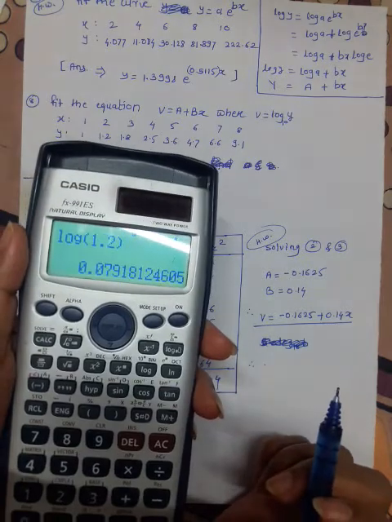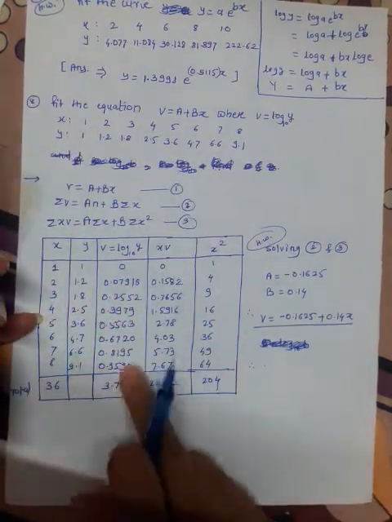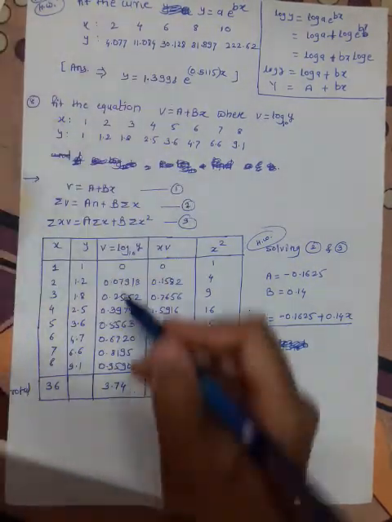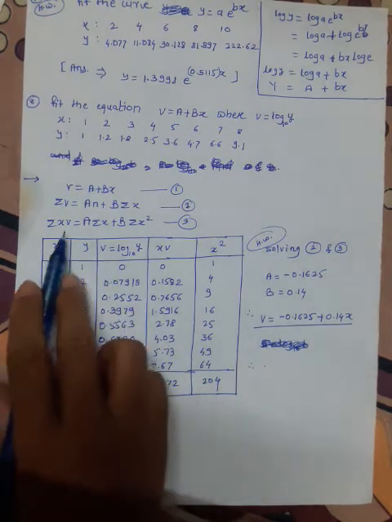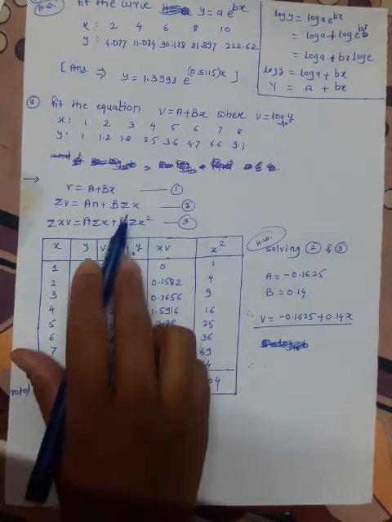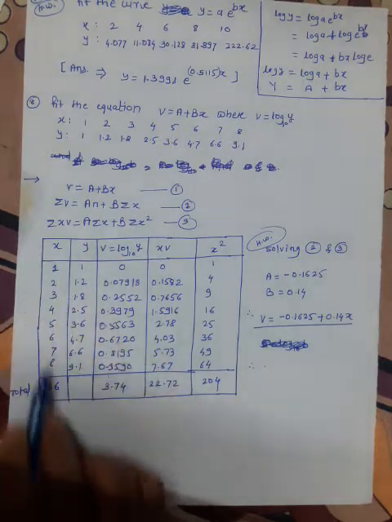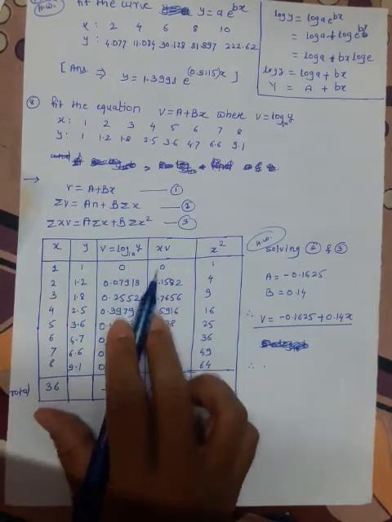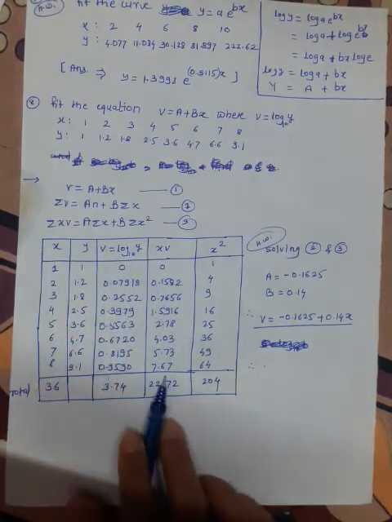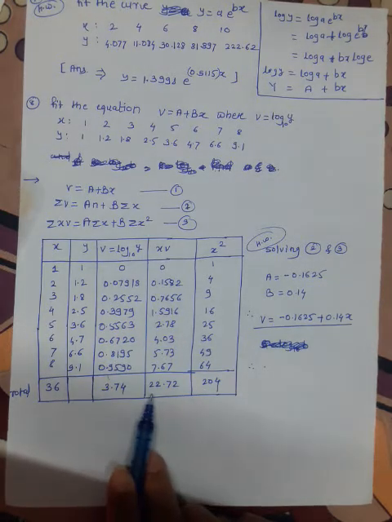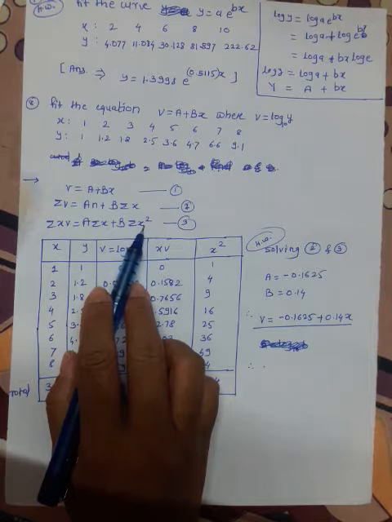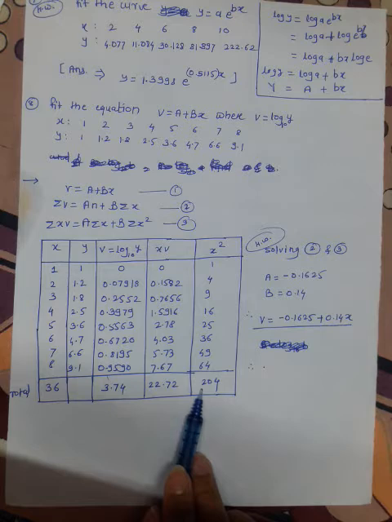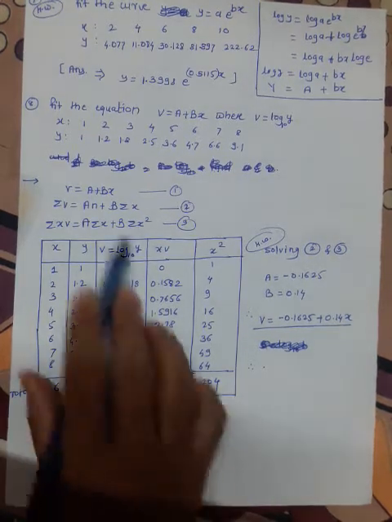In this way calculate log of this column everywhere and take the sum here. Now summation x is this 36, addition of this. Summation x into v. X into v column means first column into third column becomes this column, x into v. Now take sum, we get 22.72. Now we want x square again, therefore square these numbers, we get this x square column. Sum is 204. Now put all these values in these two equations.